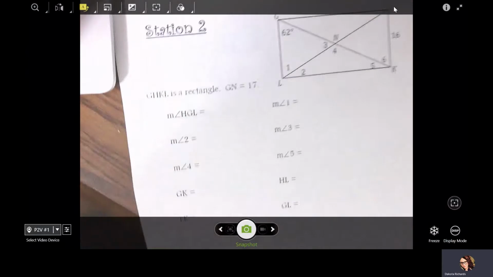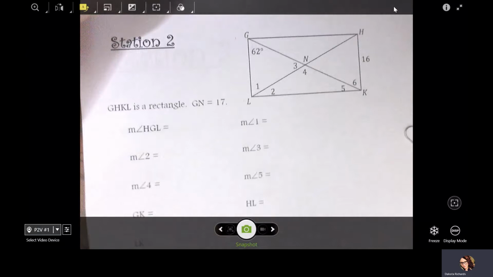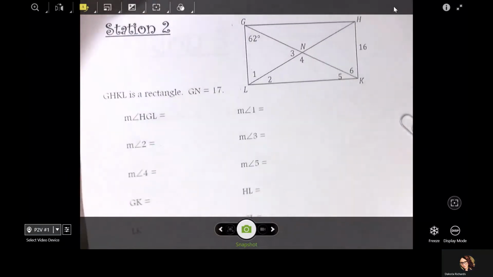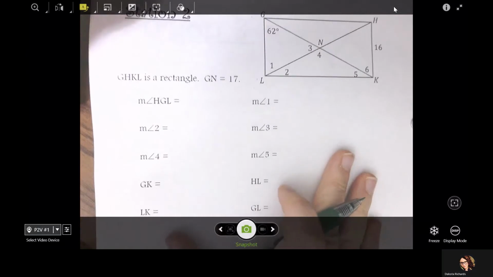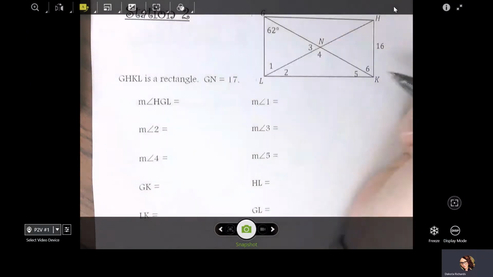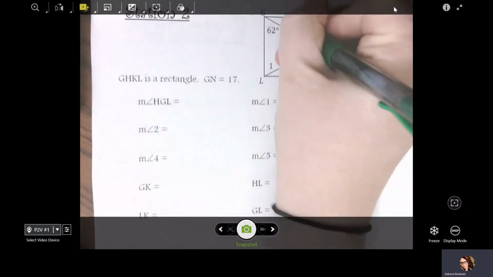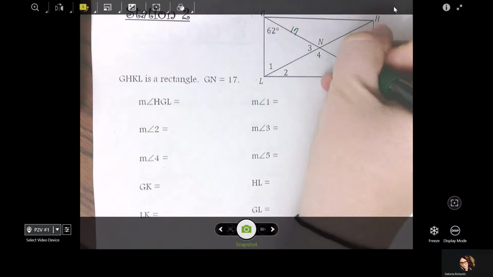Station 2. Let's get everything in that picture. Okay, station 2, it says GHKL is a rectangle, and it gives you some information within the rectangle, and it gives you GN is 17. So we'll put that there. Okay, if GN is 17, then KN is also 17.